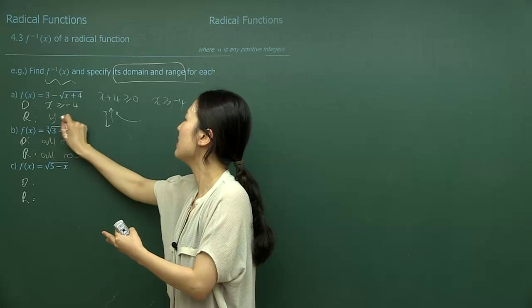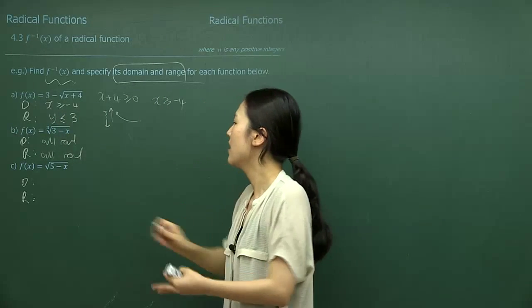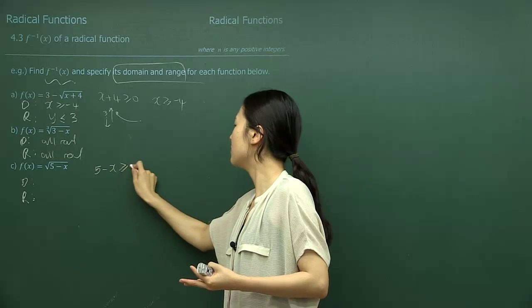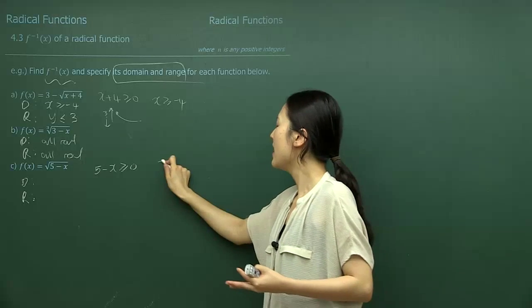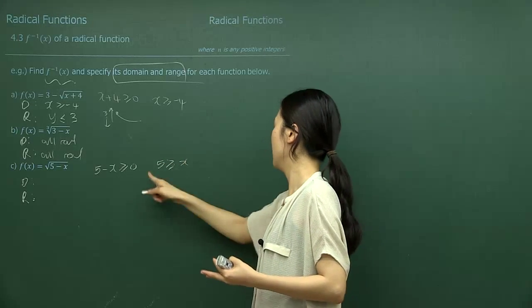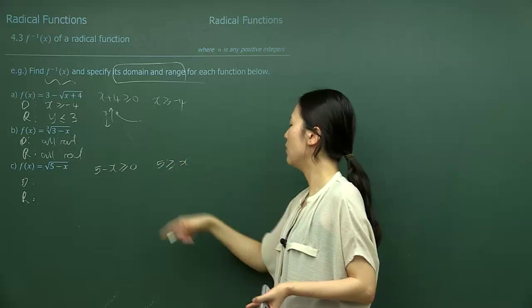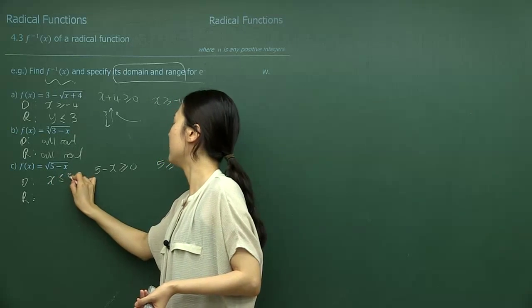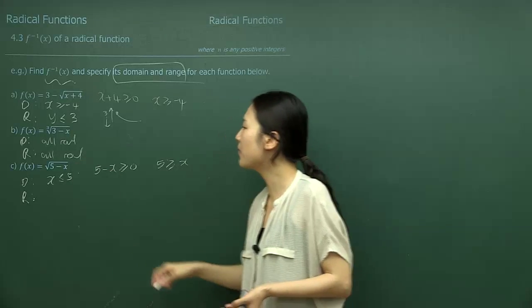So it's y less than or equal to 3. What about this one? Your 5 minus x has to be greater than or equal to 0, and hence x is less than or equal to 5, isn't it? So your x has to be less than or equal to 5 then. Okay, what about the range?